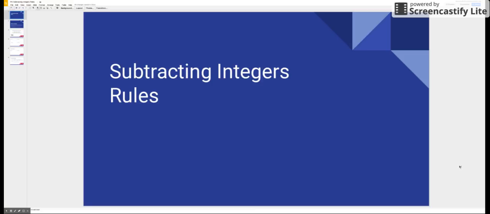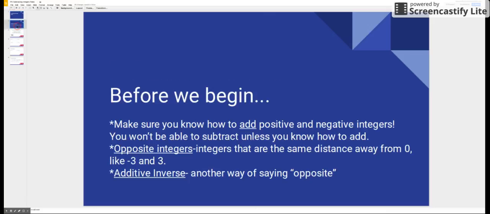Hi there. Today we're going to learn how to subtract integers. You already might know how to subtract integers using positive and negative chips. Today we're going to focus on subtracting integers using the rules. So our objective for this lesson is to subtract integers. Hopefully by the end of this lesson you'll learn how to subtract integers.